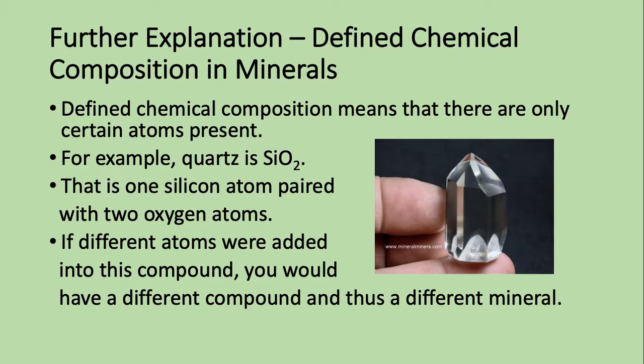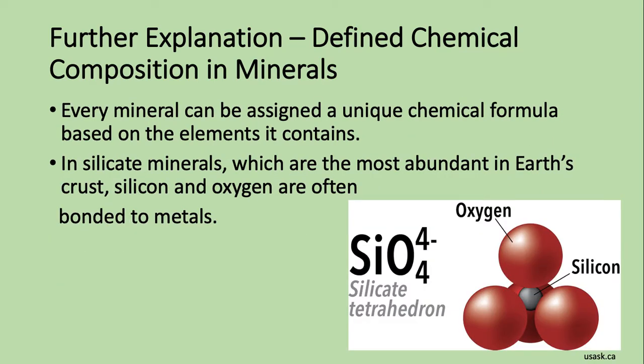Further explanation about the defined chemical composition of minerals. Defined chemical composition means that there are only certain atoms present. For example, quartz is SiO2, that is one silicon atom paired with two oxygen atoms. If different atoms were added into this compound, you would have a different compound, and thus a different mineral. Every mineral can be assigned a unique chemical formula based on the elements it contains.